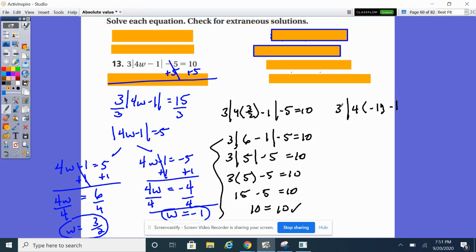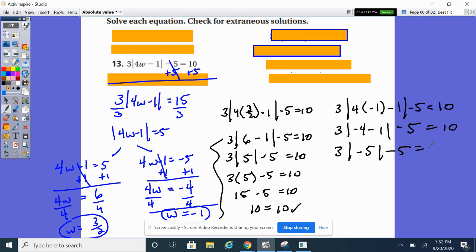-1. Ooh, that's kind of gross looking. Let me rewrite those. All right, there we go. 3 absolute value of 4. We plugged in the -1. We'll close the bars and then write -5. Does that equal 10? Well, we know that 4 times -1 gives us -4. And then -4 and -1, that gives us -5 equals 10. -5, the absolute value, that's going to give us +5.